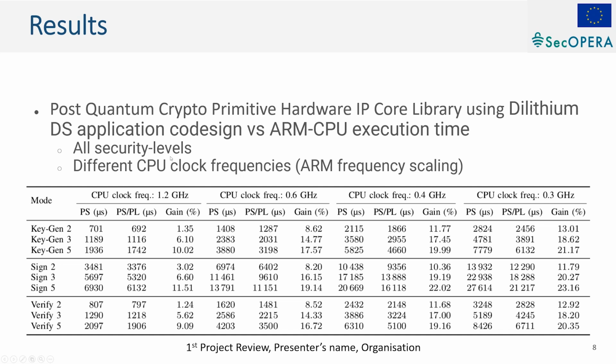These are the results for different ARM CPU frequencies. We can see that the higher the security level of the scheme, which is 5, the higher the gain of the IP gets.